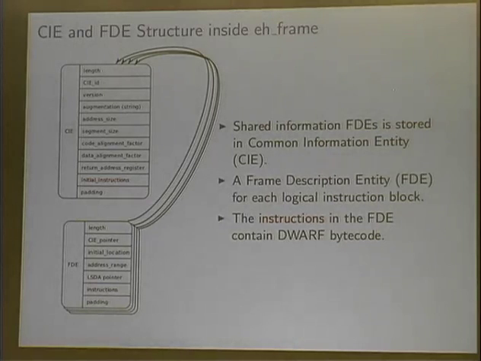EH frame uses these structures called CIEs and FDEs. Shared information is stored in a common information entity, and for each logical block of instructions, there's a frame description entity. In simple unoptimized code, you'll generally see one FDE per function. There's no guarantee that it'll be like that. If you've got more heavily optimized code, your code blocks are split up from multiple functions in different places. There may be more than one FDE per function. For the moment, it's probably easiest to just think about one FDE per function. So you notice I've highlighted the instructions fields in the CIE and FDE. That's what we really care about.